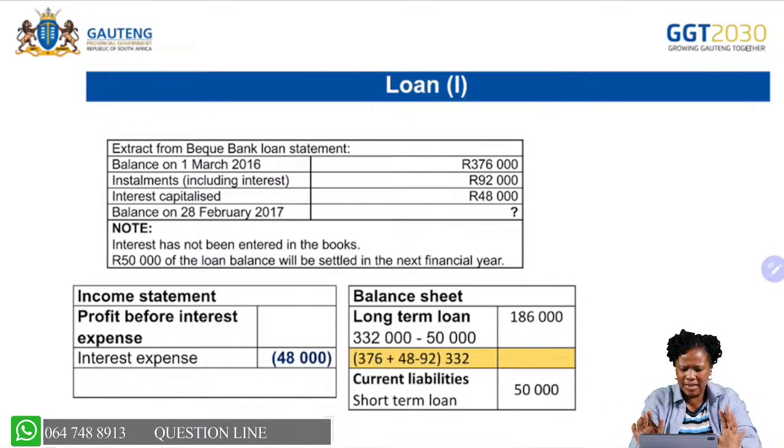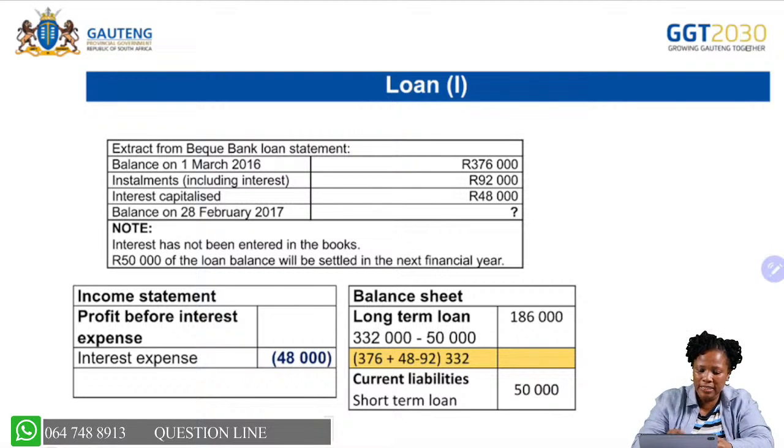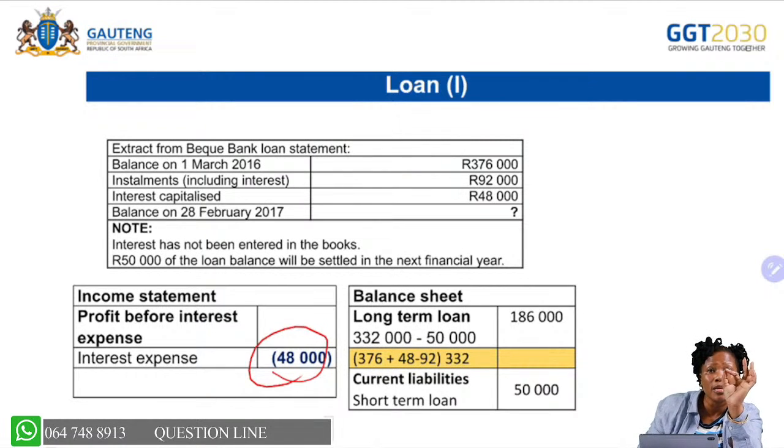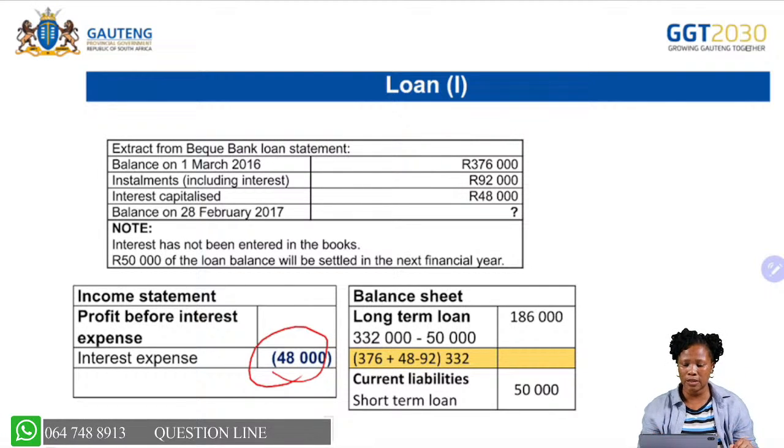This is a very easy calculation because when you are supposed to prepare your income statement, you don't have to determine your interest. It is already given to you. The interest is given to you, and then you're going to write it here as your 48,000. This is where you're going to write your interest expense. The only thing that you have to work with is the balance at the end of the year. You're supposed to calculate the balance at the end of the year.